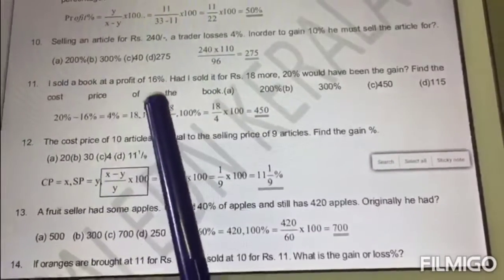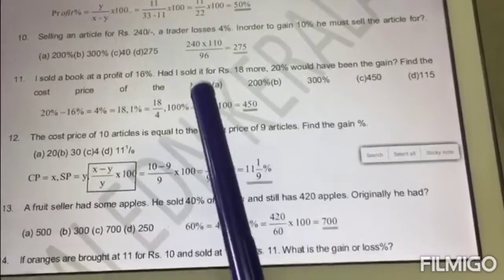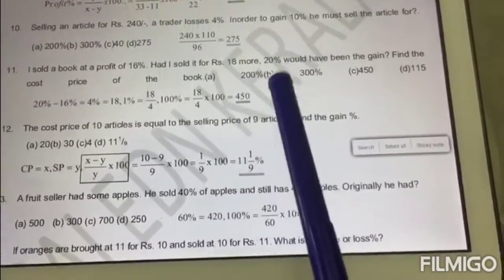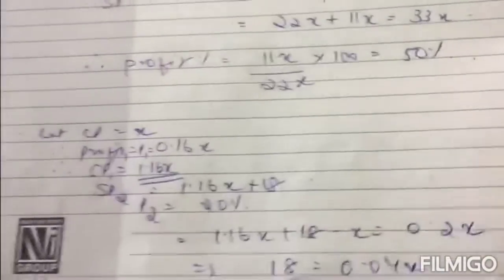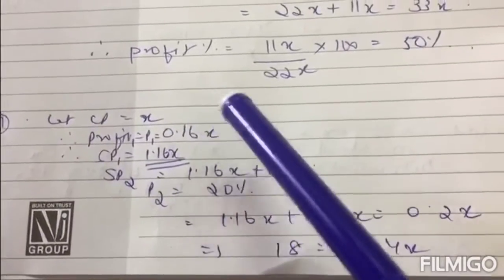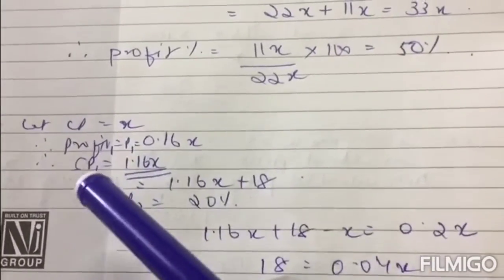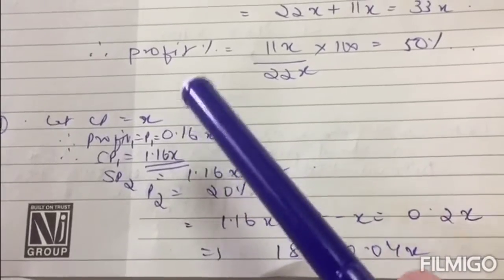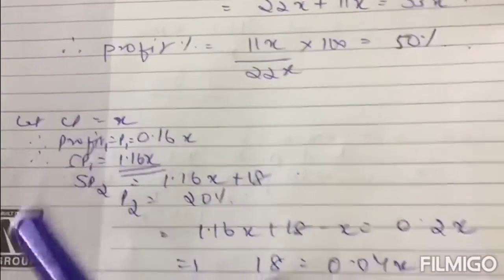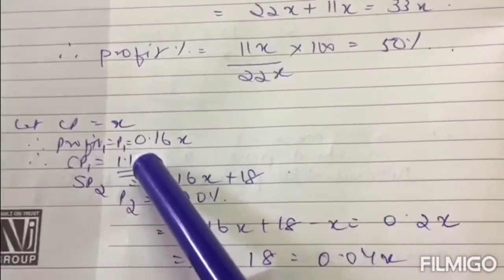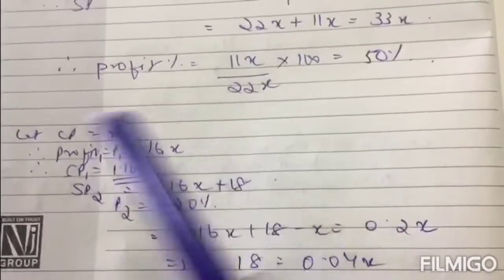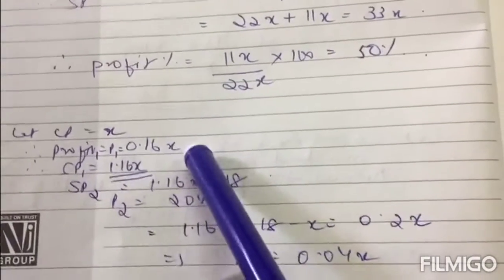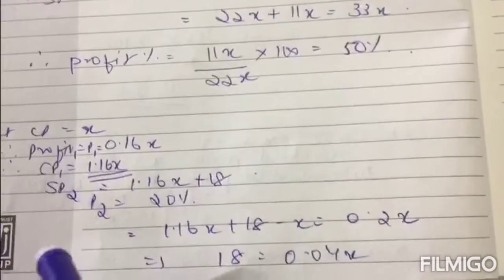I sold a book at a profit of 16%. Had I sold it for 18 rupees more, 20% would have been the gain. Find the cost price of the book. Okay, so let the cost price be X. Therefore, the profit, as they have mentioned, is 16%. So profit is 16 by 100 into X, which is 0.16X. Therefore, selling price is cost price plus profit, 1.16X.